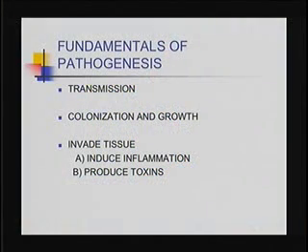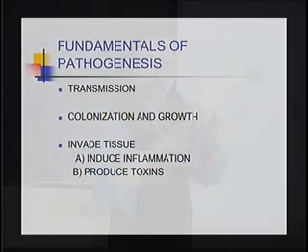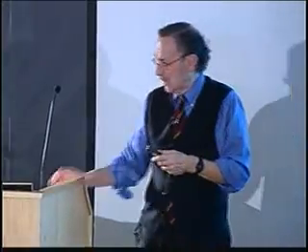They need to colonize, they need to attach to our cells and grow there, make more of themselves, and then they invade tissue, inducing either inflammation, which by itself causes the symptoms of the disease, or they produce toxins, which again mediate the disease, and I'll give you several examples of each of those.